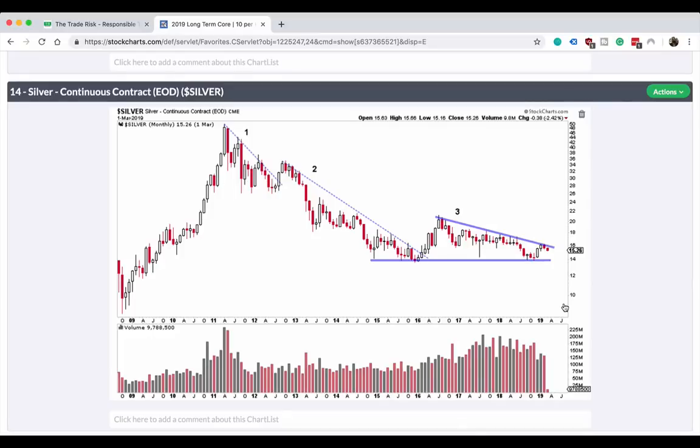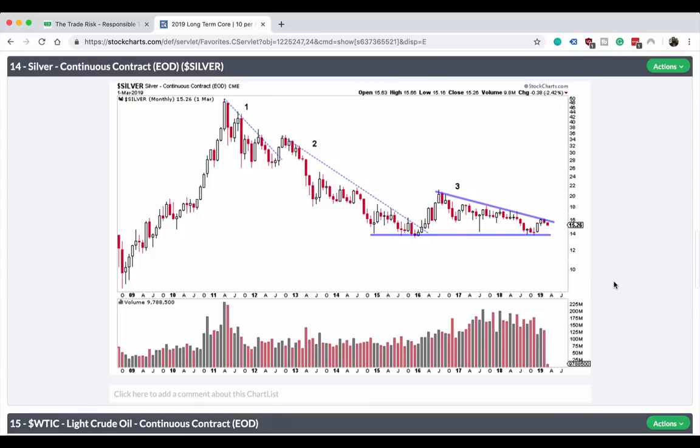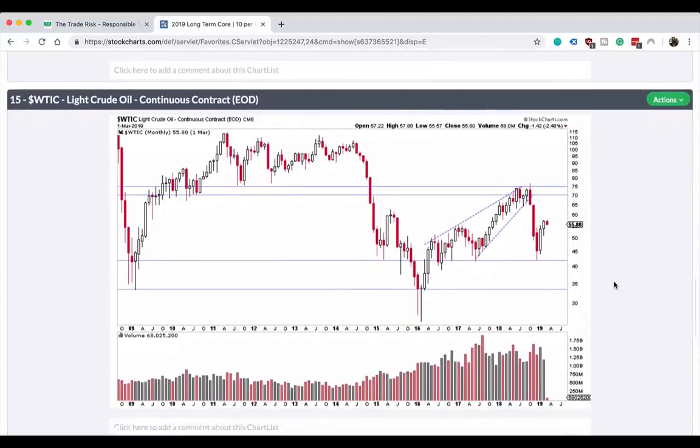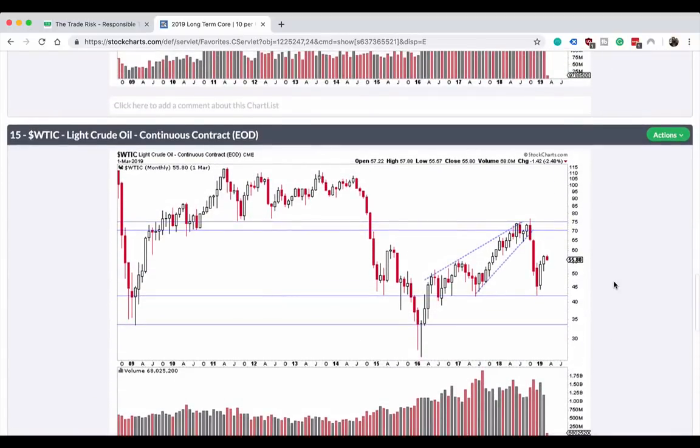I had a position in silver for about a month or so earlier this year. Recently was stopped out of it. So it's just back on the radar, and we'll gladly get back into this trade if it sets itself back up. So that is silver. And I think last but not least, actually 2 left, is our commodities trend here.